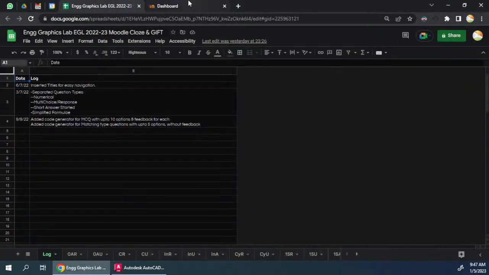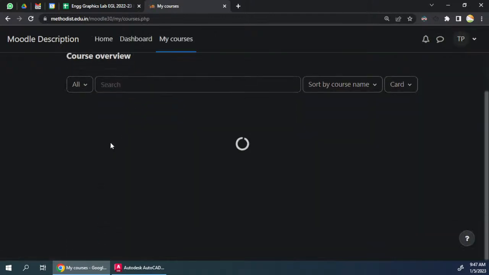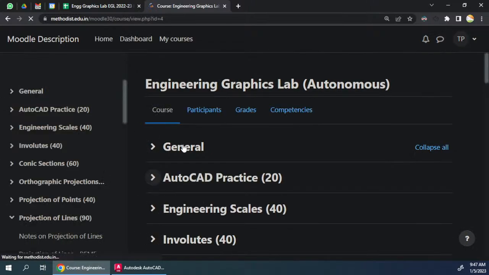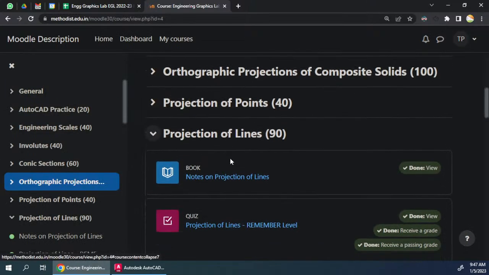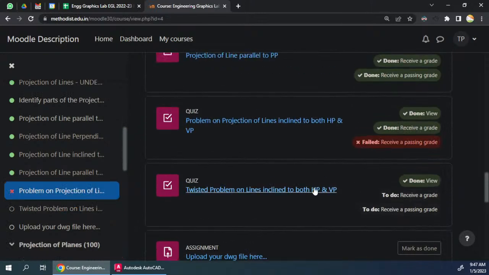And in today's class we'll be taking up the next problem on projection of lines. I have signed in using the student account, and let's go to my courses, get into Engineering Graphics Lab, and yep, so there was one problem left unsolved. That was the twisted problem on lines. Let's go ahead and do that.